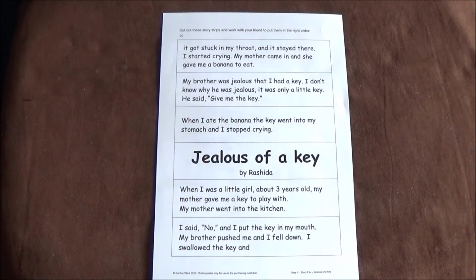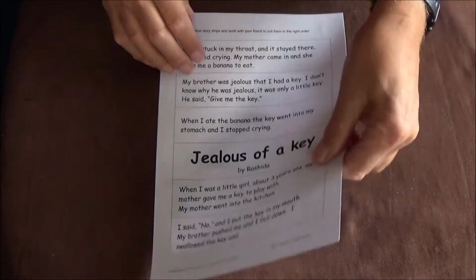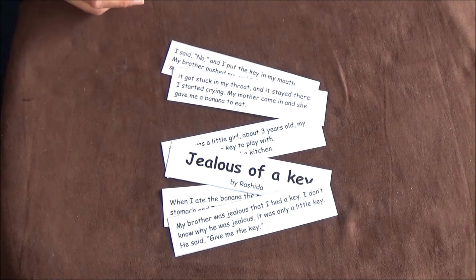Many of the stories in Racing to English come with a sequencing activity. So pop over to my table and I'll show you one. When you print them out, the sequencing activities look like this. So the easiest thing to do is just to give these to the children and ask them to cut them into strips so that you end up with something like this. And then of course they work in pairs to sort the sequence out.